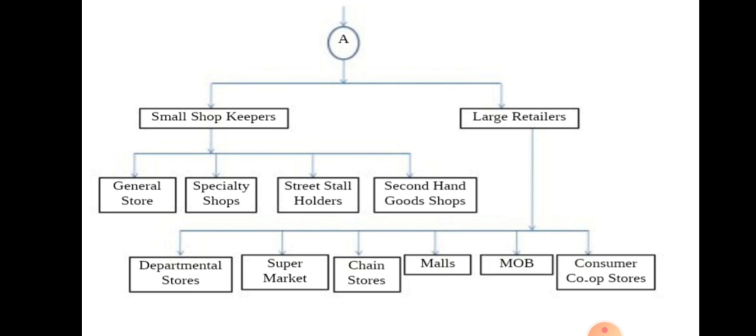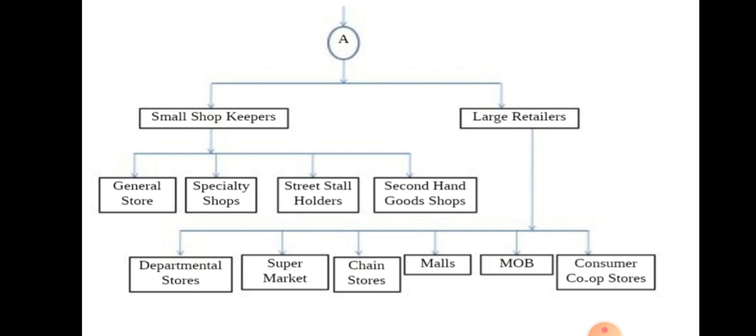Next is large scale retailers. Whenever we talk about large scale retailers, means big shops, those retailers which have big shops are known as large scale retailers. Now they are classified as departmental stores, supermarket, chain stores, malls you can say, then MOB, that is mail order business, and last one is consumer cooperative stores. So in unit test 2 only departmental store will come. After that in the next exam all will come. So in the next lecture we will study about departmental store.